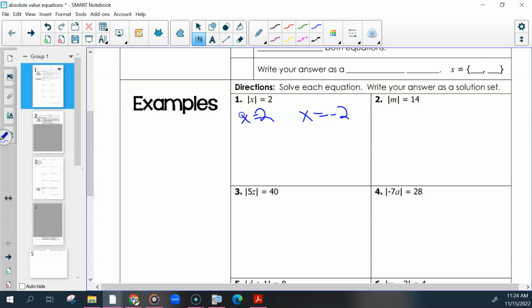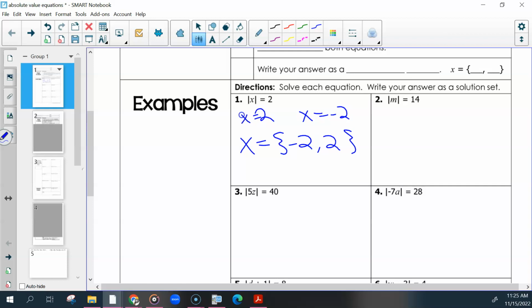If these were actual equations, we would solve them and then figure out what that equals. But in this case, we didn't have to do that. So then you would write them in curly brackets, least to greatest. And that would be your final answer.